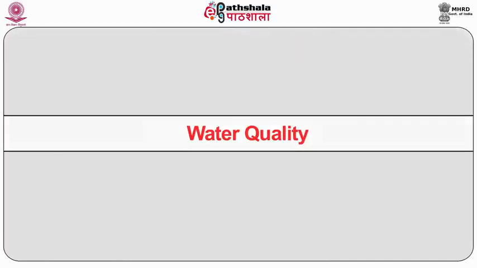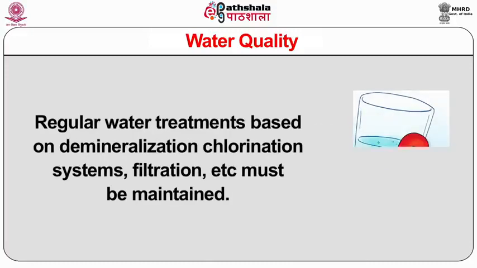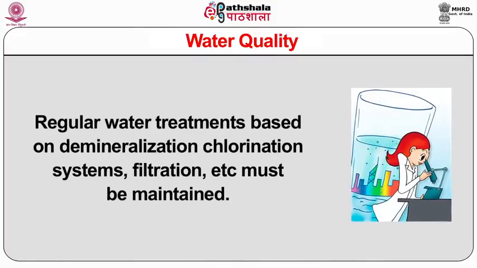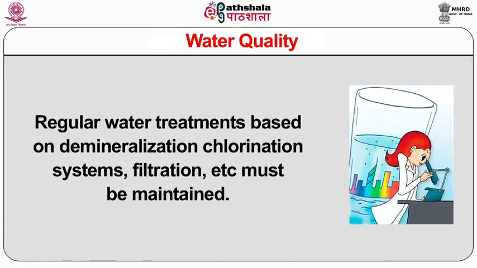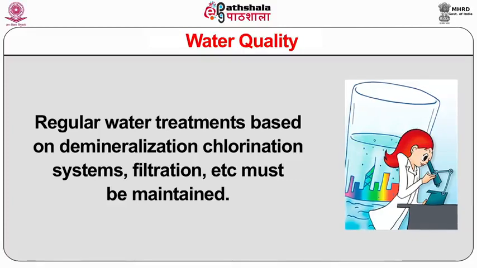Water quality. Food processing and handling areas require a lot of potable water, steam and ice. Regular water treatments based on demineralization, chlorination systems, filtration, etc. must be maintained. We must maintain adequate water pressures and temperatures in food processing areas to avoid any contamination.